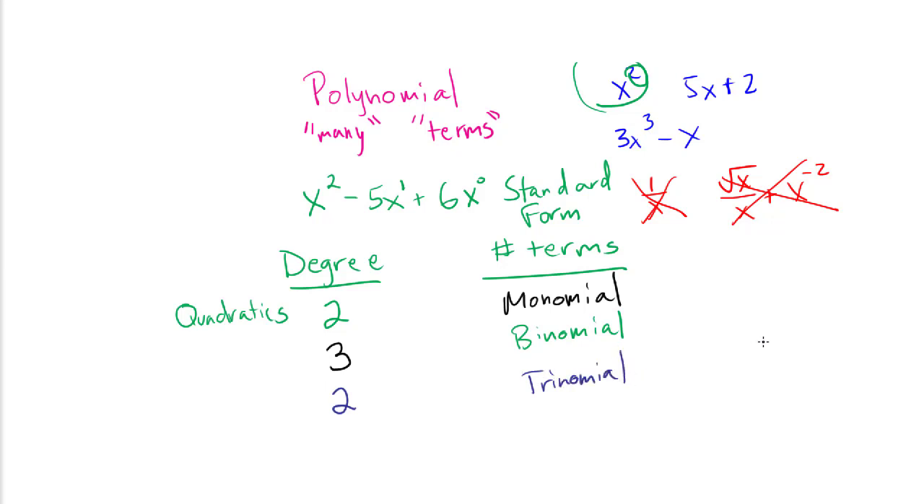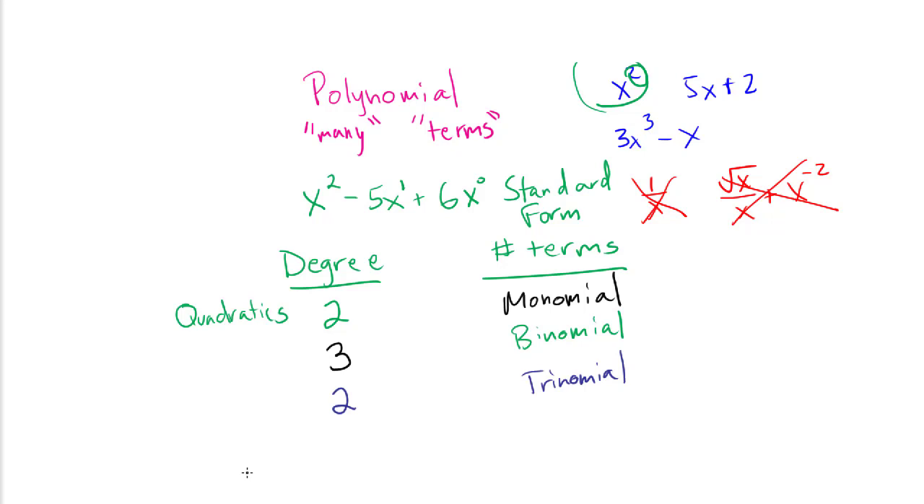And as we go up in the number of terms, we eventually just use numbers. 4-term, 5-term, 6-term. And degrees, we have degree 2, degree 3 cubics, degree 4 quartics, and so on. Eventually we just, again, use numbers. 6th degree, degree 7, etc. We won't deal with those kinds of functions.